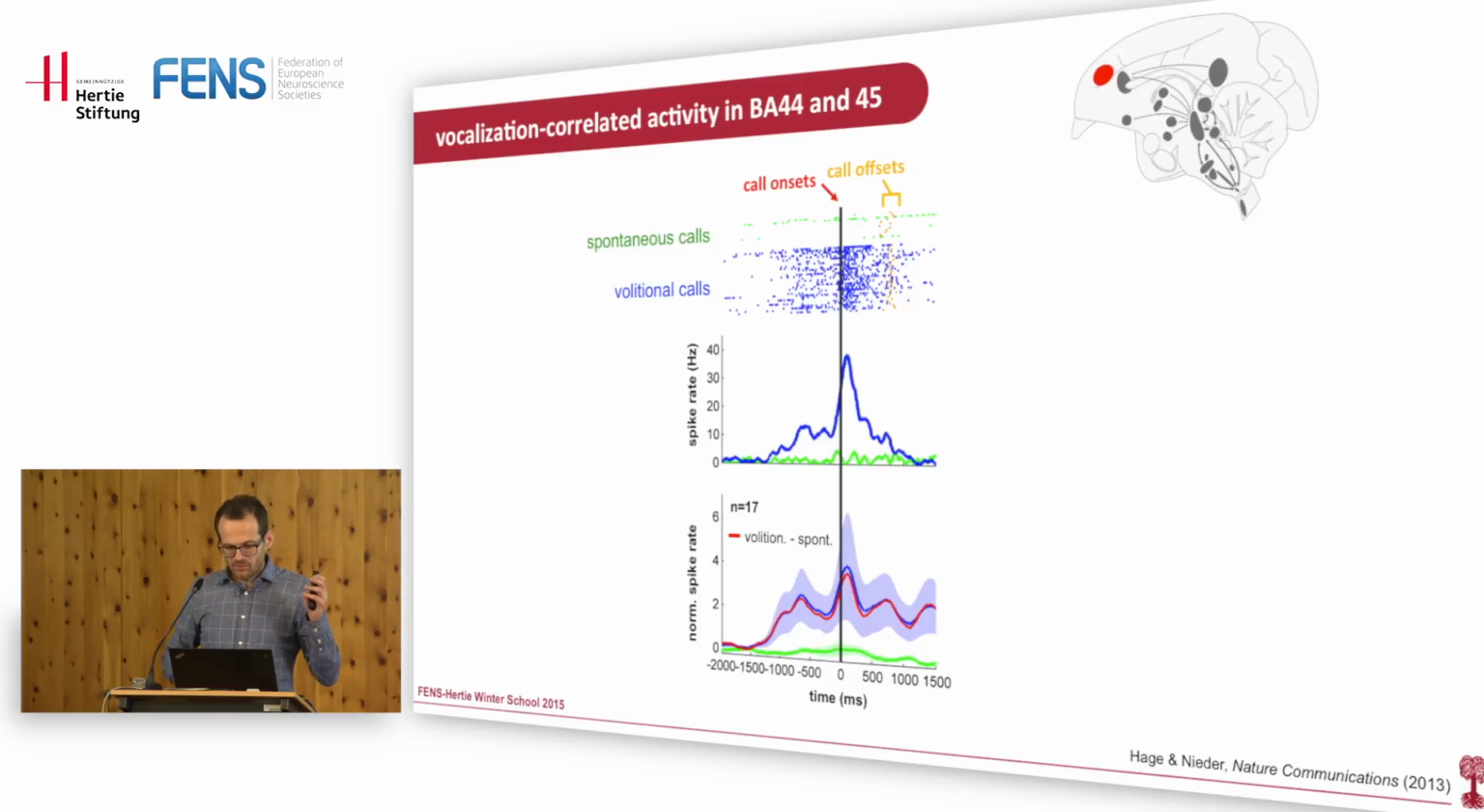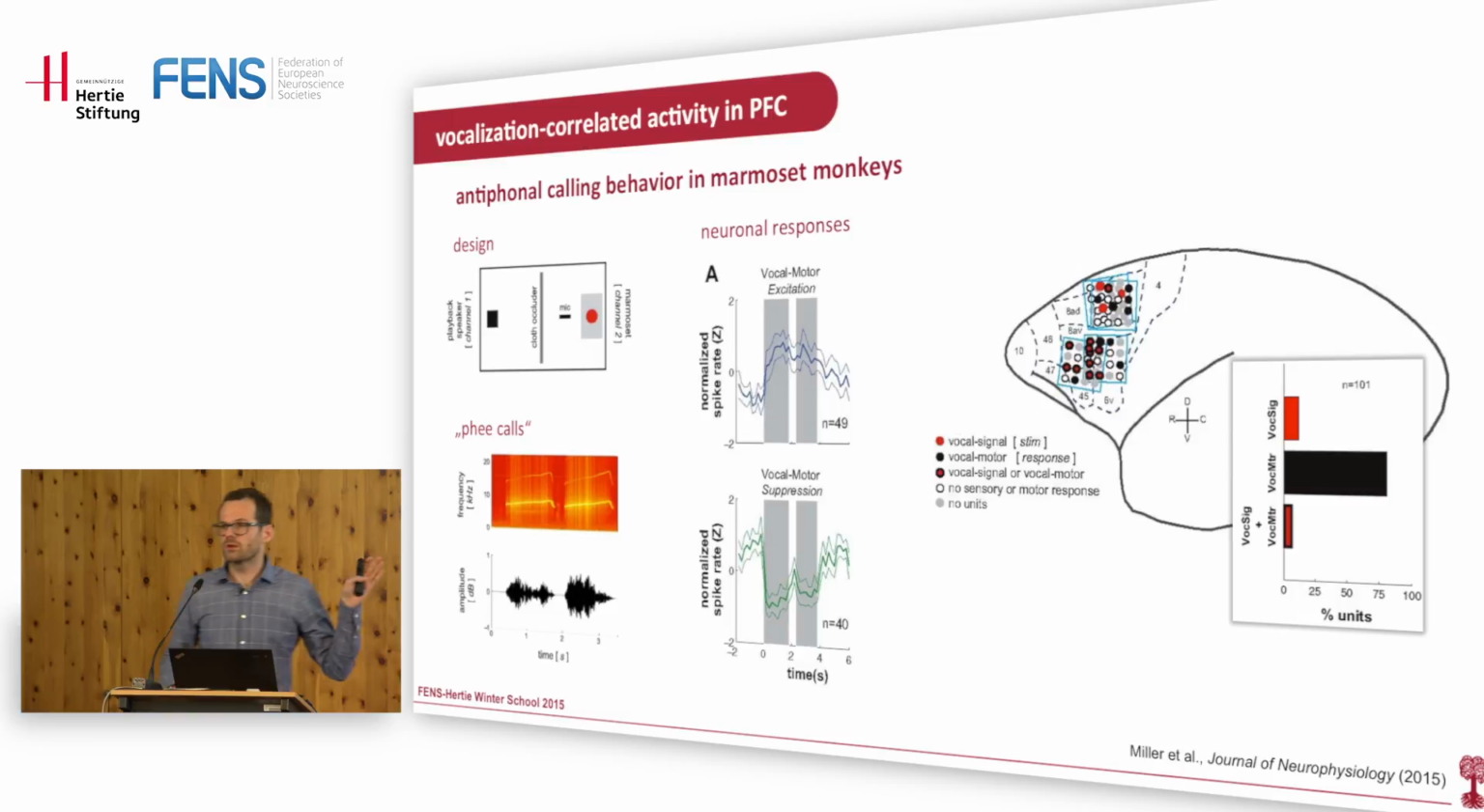But nevertheless, I was very happy that last year a study came out where they also recorded in this region, the ventrolateral prefrontal cortex, in another monkey species, marmoset monkeys. And we have pretty much the same picture, and I will tell you in a few seconds what this means in my view. This is a very recent study by Cory Miller, who used this antiphonal calling paradigm again, having one monkey in one cage and the other monkey in another, then recording from this animal while it was vocalizing. They're doing these phee calls. It's hard to say whether there is something like a monkey homolog of Broca's area in marmosets.